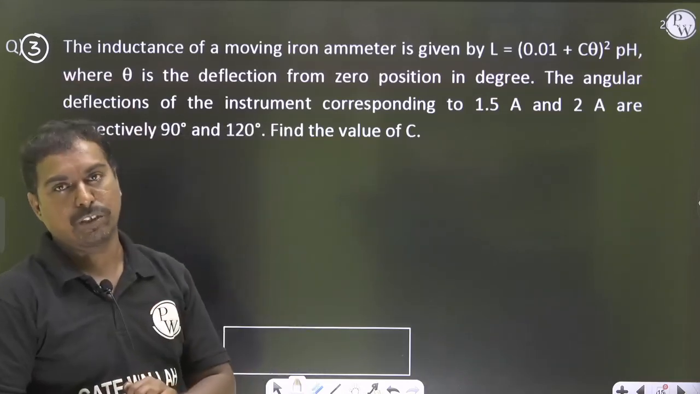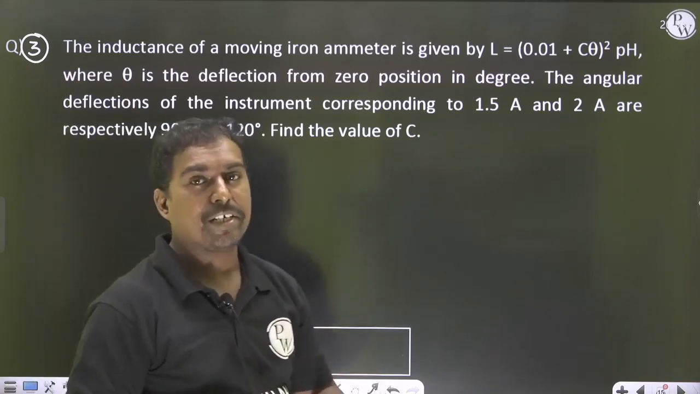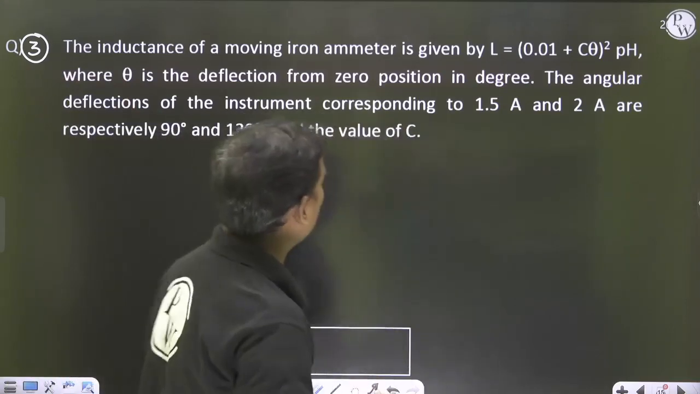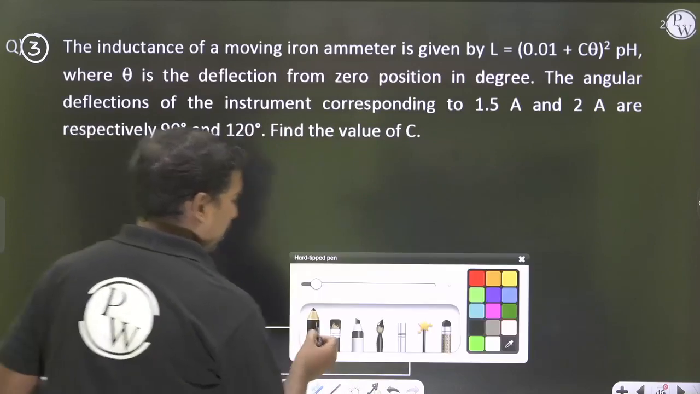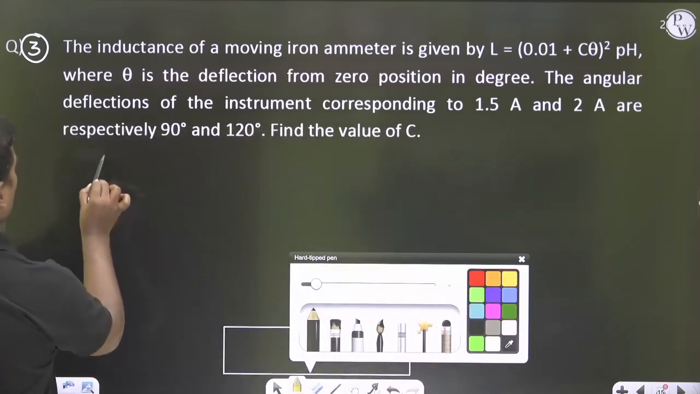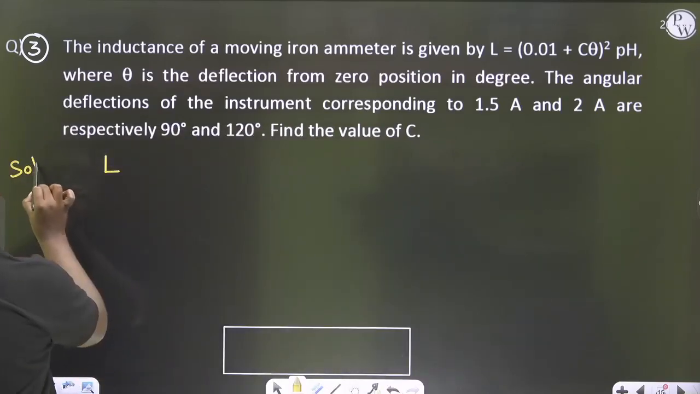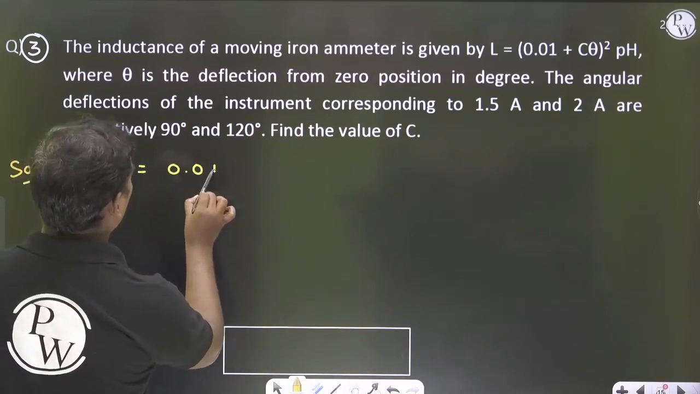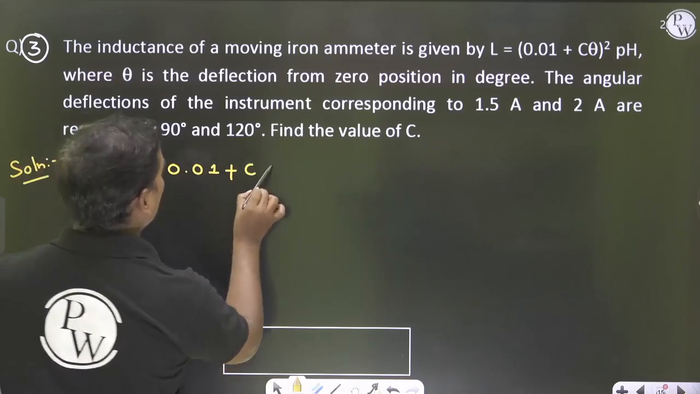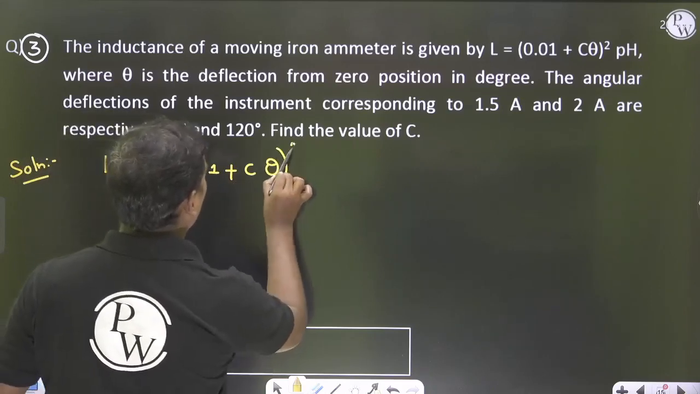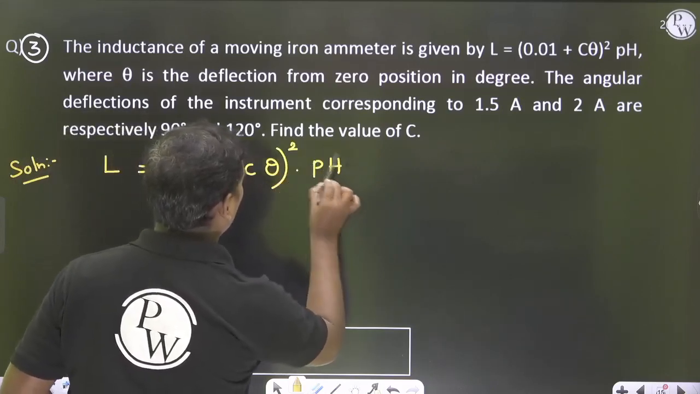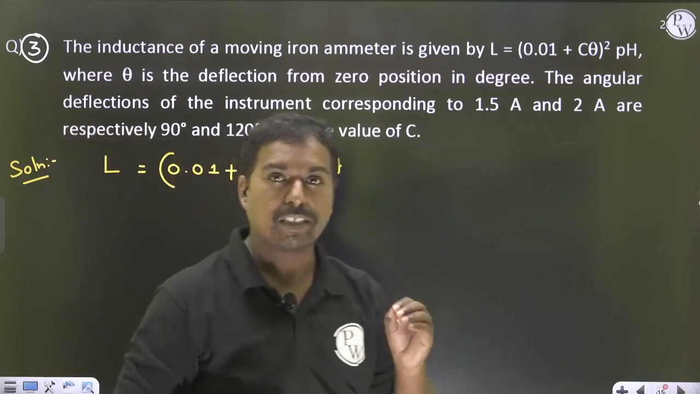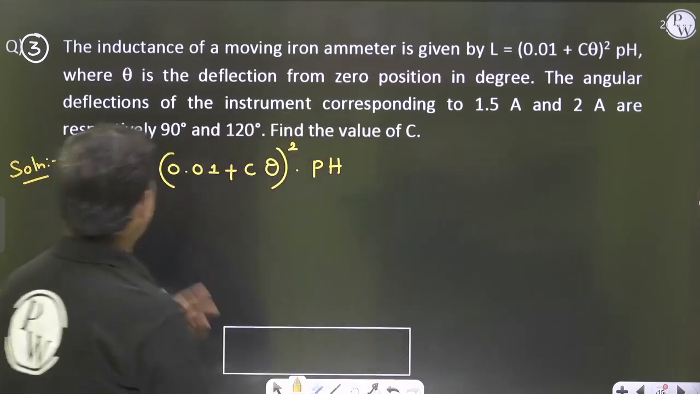How to solve this question? This question is again related to the expression. So first let me take the data given. L is given as 0.01 plus C theta whole square picohenry. So that is L.